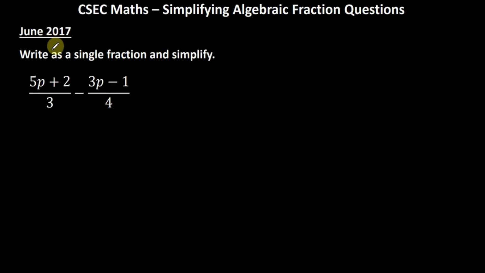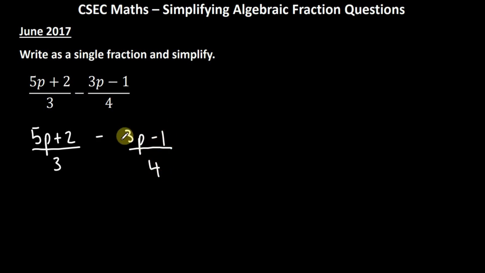Now looking at the question that was given on the June 2017 paper, and it requires us to write as a single fraction and simplify 5p plus 2 divided by 3 minus 3p minus 1 divided by 4. And again, I'll rewrite this fraction so I have a little bit more space to work with. So it's 5p plus 2 divided by 3 minus 3p minus 1 divided by 4.